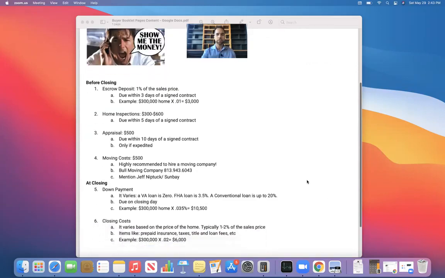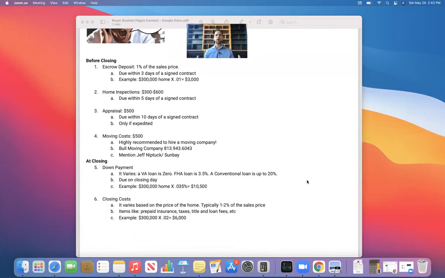Up here at the beginning, before closing, you go under contract. Now, within 3 days of going under contract to purchase a home, you need to deposit the escrow deposit, also known as a good faith deposit. What this means is a part of the money is put into an escrow deposit so the seller knows that you're serious about buying the home. The seller takes the home off the market with you being the presumed buyer.